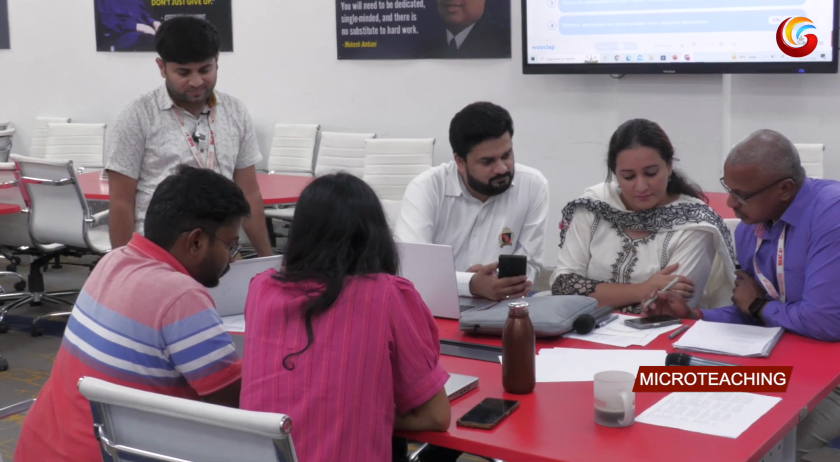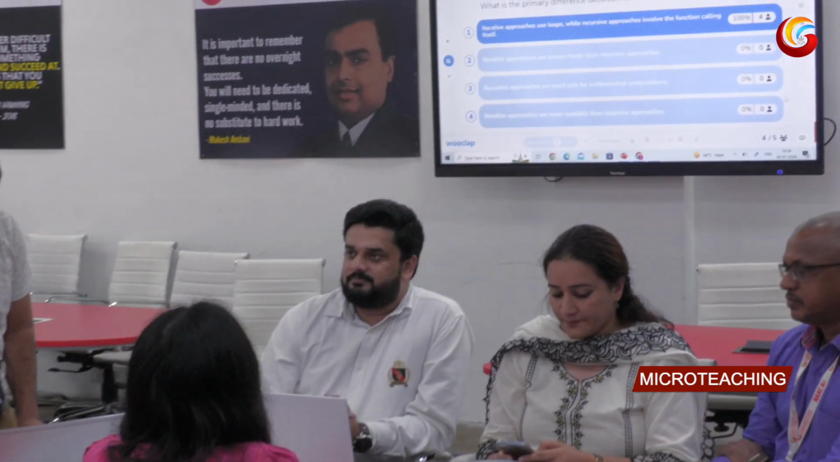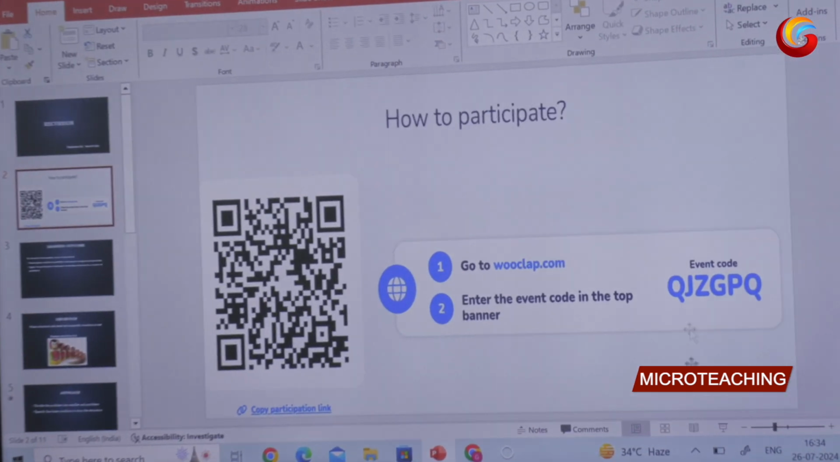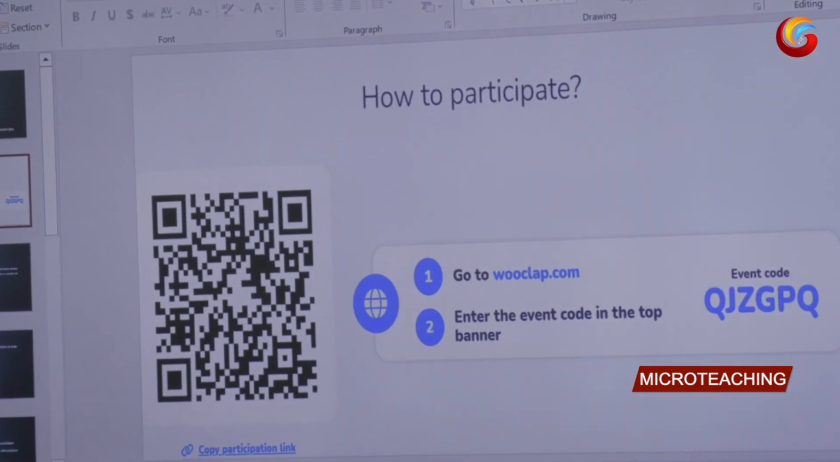What is the primary difference between the iterative and the recursive approach? Okay, time is up. Very good. You know that the iterative approach uses loops and the recursive approach uses function calling. So before starting our session, we got to know that you already know something about recursion and functions.